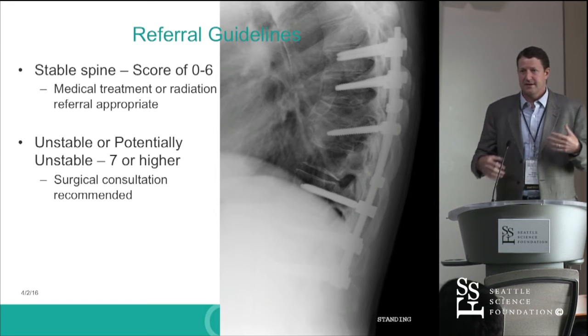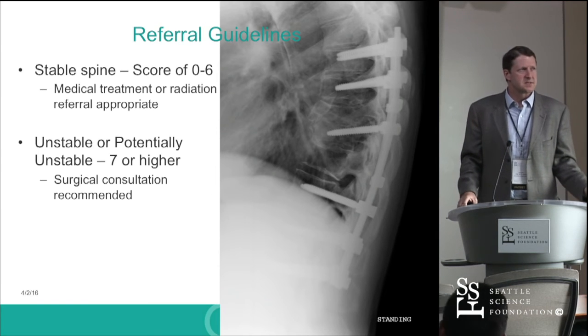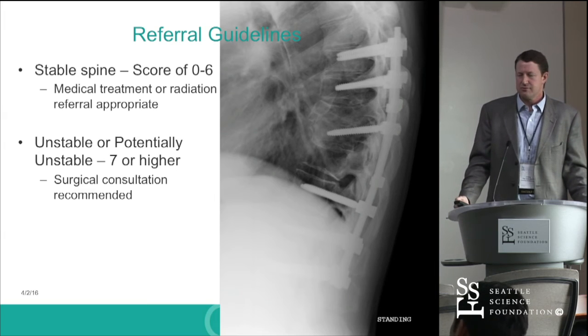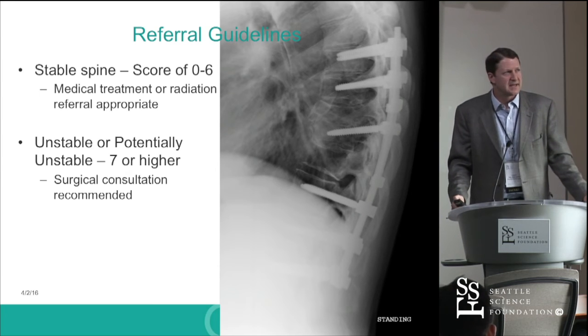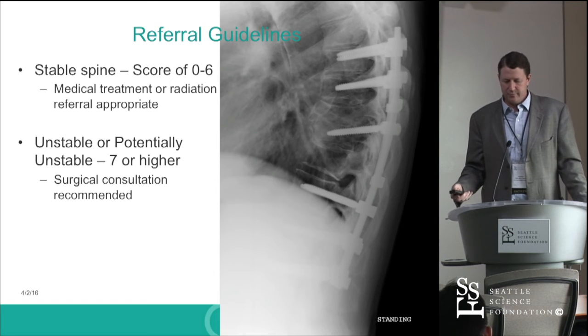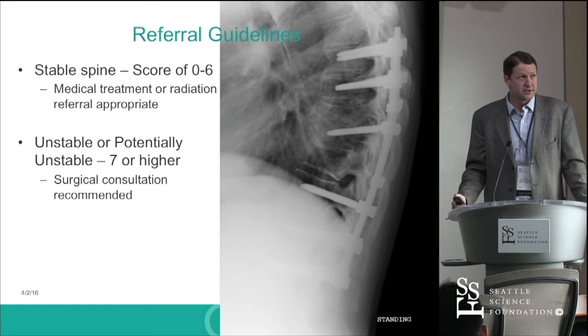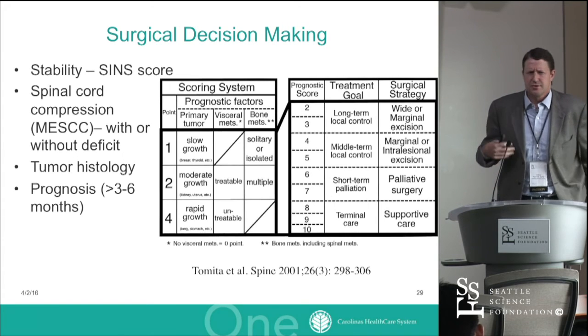So, talking about communication, what is this score used for? It's, again, a referral guideline. For the stable spine, medical treatment or radiation referral is appropriate. You don't necessarily have to incorporate a surgeon. If you have somebody in your cancer center who you can send an email and just have them glance at it so they're familiar with the patient, that's completely reasonable. But if not, it's probably easy to just go ahead and treat that patient. With 7 or higher, we do recommend, and the criteria do recommend, surgical consultation. So now we look at surgical decision making.